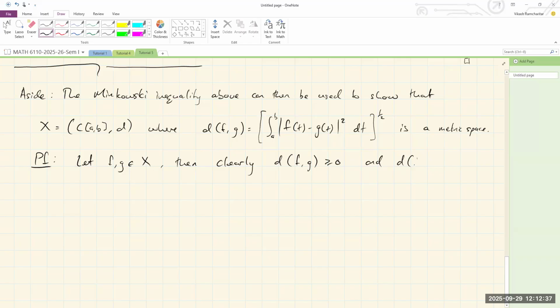And of course, it's easy to see that d of f, g, I could just switch these two functions around and nothing will change. So this is equal to d of g, f, right? So I have positive definite and symmetric.